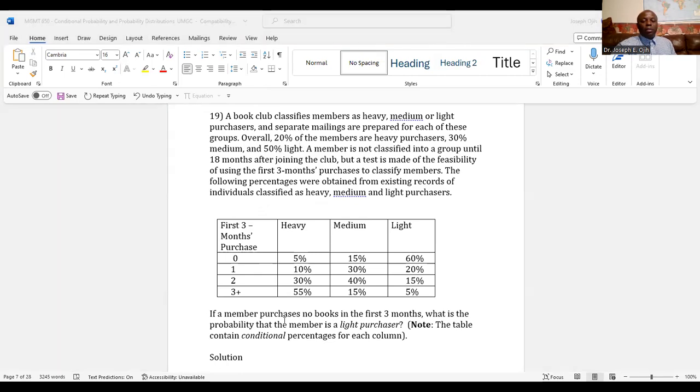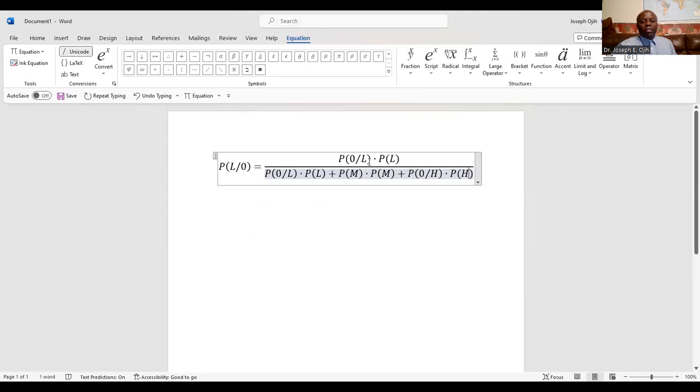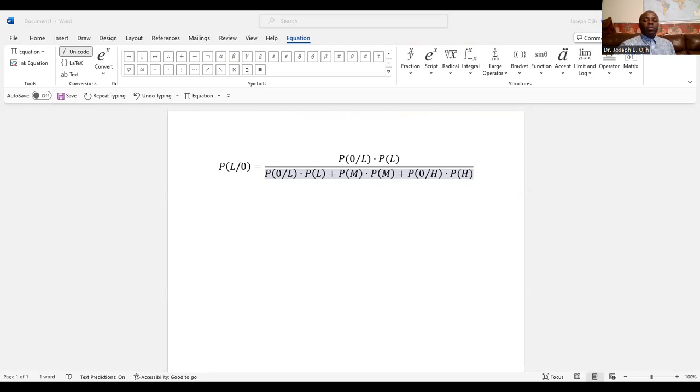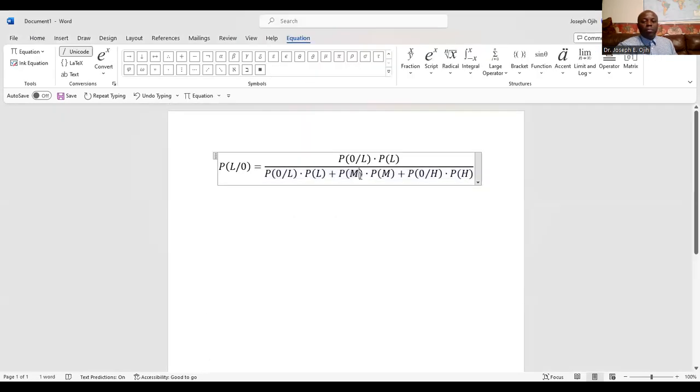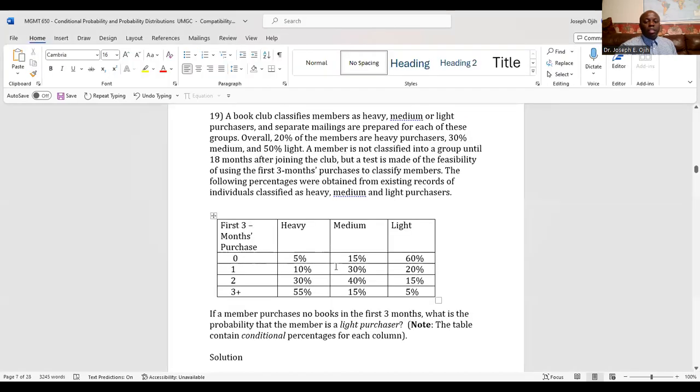You can repeat it at the denominator here, because it is the same: the probability of 0 given light times P of L, then you have it here, P of 0 given L times P of L. So you repeat what you have on this side. I'll write it down, then put it on the screen for you to see. So we have 0.60 times 0.50 plus. Next one to put is for the medium purchaser, 0 given medium. From the table, no book purchased given that it's a medium purchaser, 0 and medium intersect here at 15%.